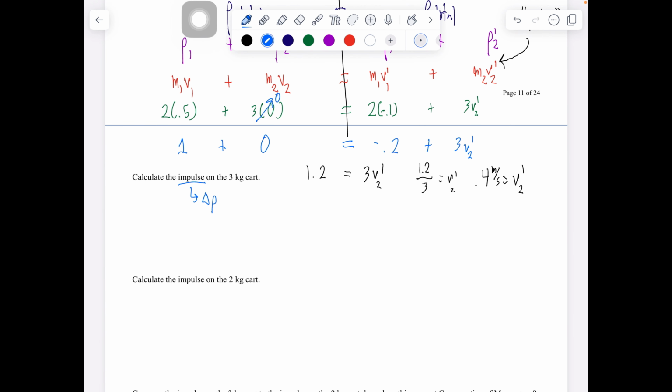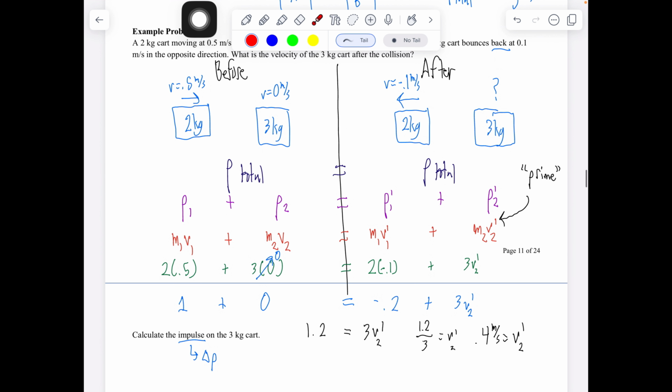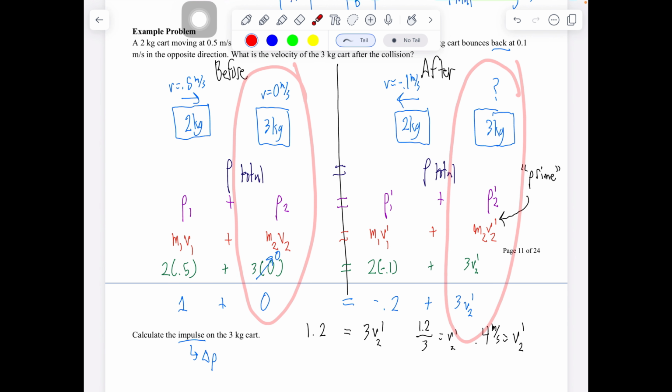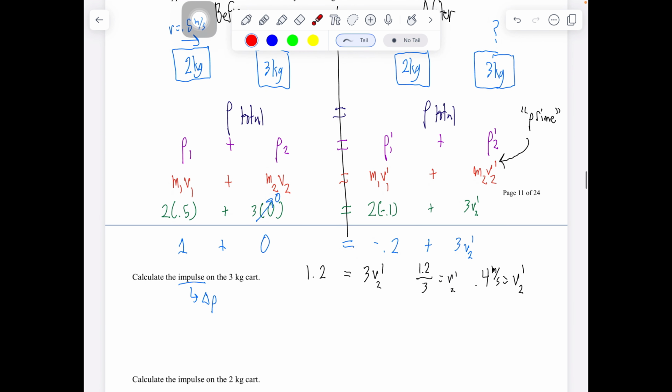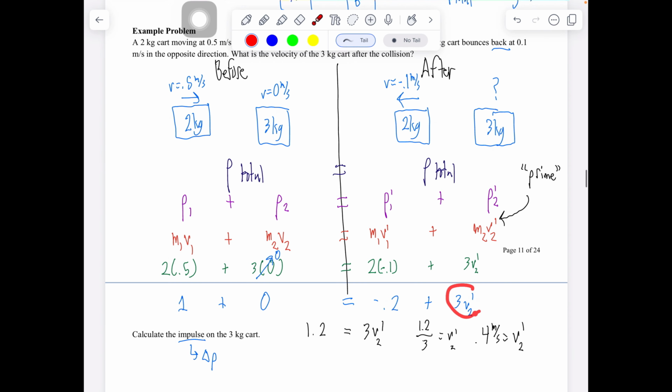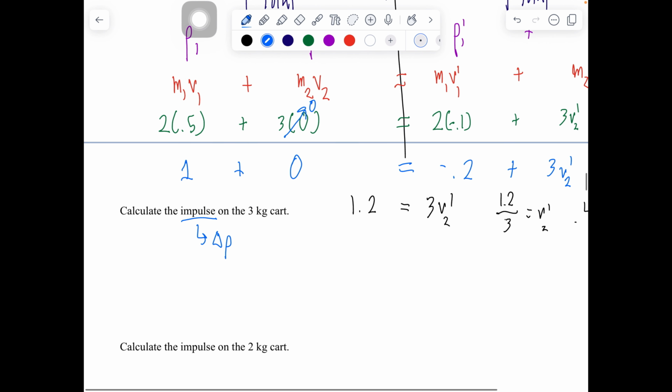Okay, well, let's look at our 3 kilogram cart. We have it right here, and we have it right here. Well, we started, it was not moving. Mass times velocity, we did that right here. It had 0 momentum. In the end, we could calculate its momentum right here. How do we find change in momentum? Well, we know impulse is equal to force times time, but we don't have a force, we don't have a time. So that equation is kind of useless to us right now.